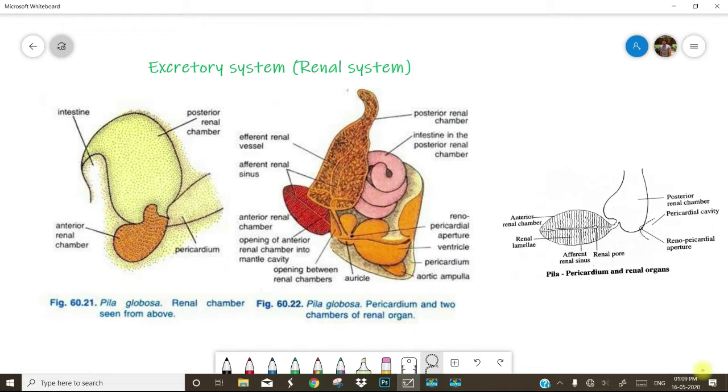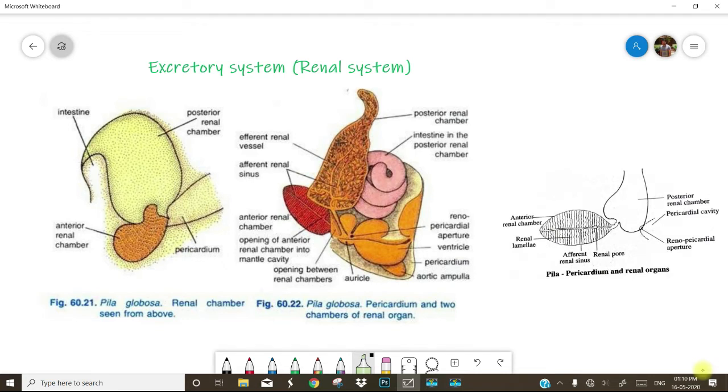Today I am going to talk about the excretory system or renal system in Pila globosa. The excretory system of Pila consists of a single richly vascular kidney or renal organ, which you can see at the extreme right side of your screen in a diagrammatic form.